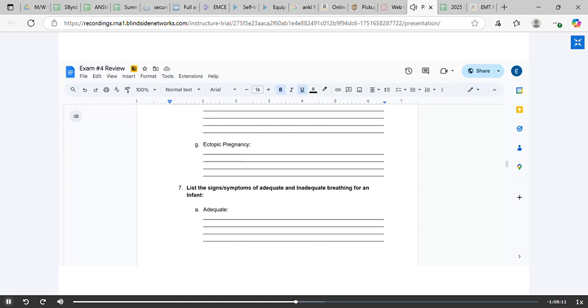Maternal seizures also lead to fetal hypoxia. So if mom is having a seizure, like in eclampsia, it leads to fetal distress and hypoxia. Okay, so all that, we're all connected, okay? The number one cause of fetal death is maternal death.